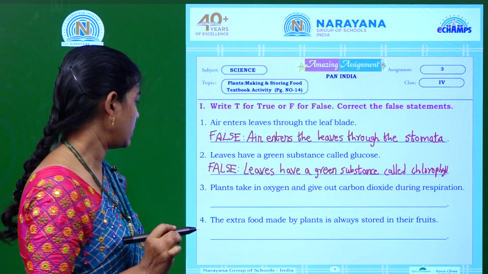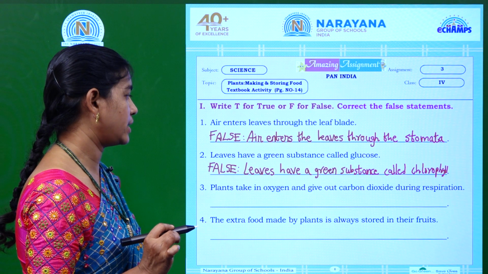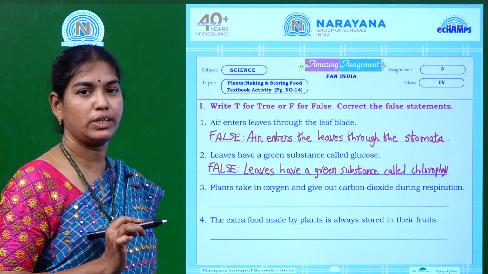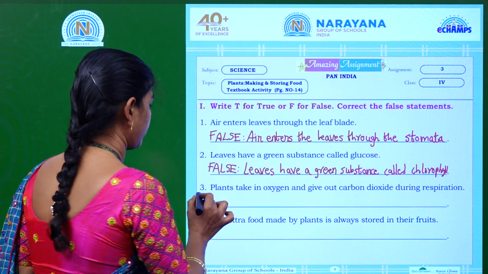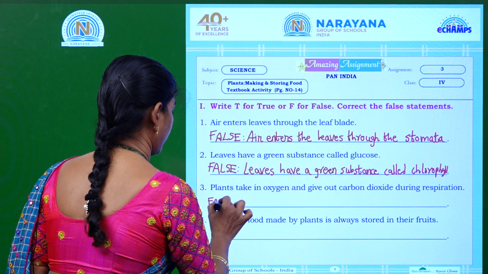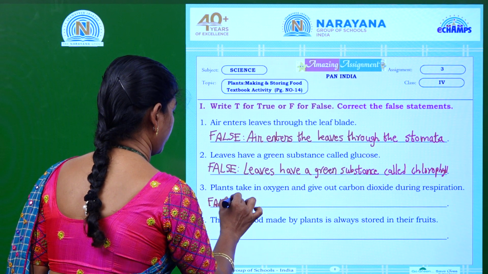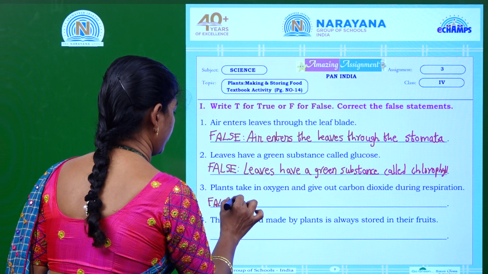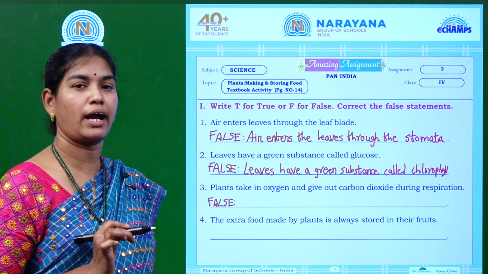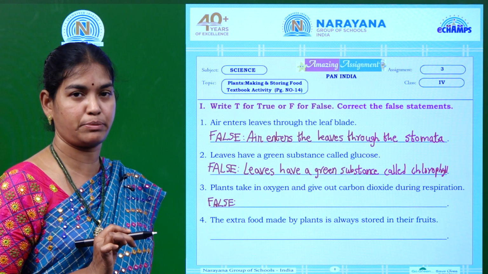The third question is: plants take in oxygen and give out carbon dioxide during respiration. This is a false statement. The correct statement is: plants take in carbon dioxide and give out oxygen during respiration.